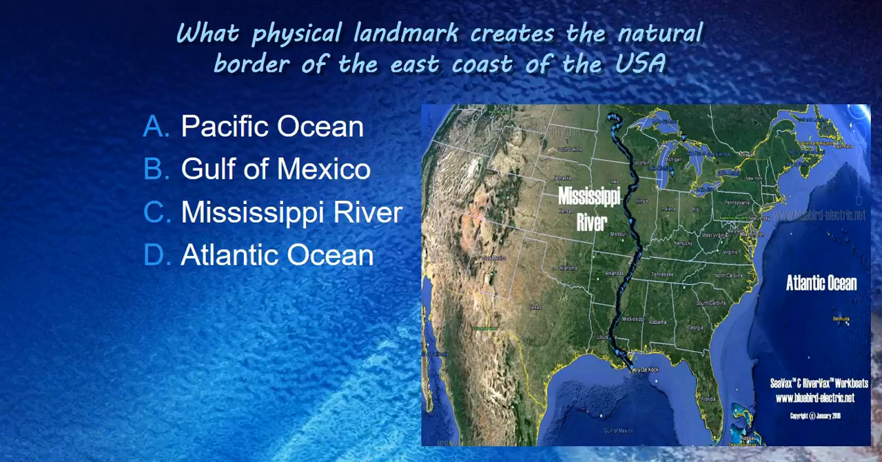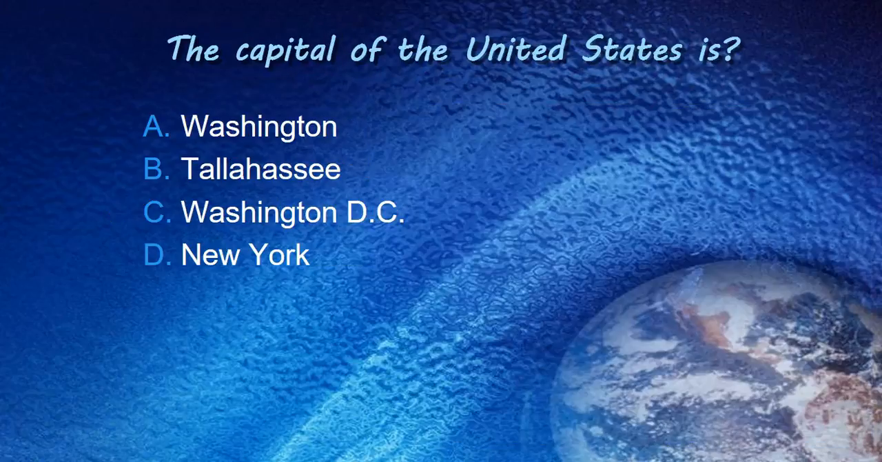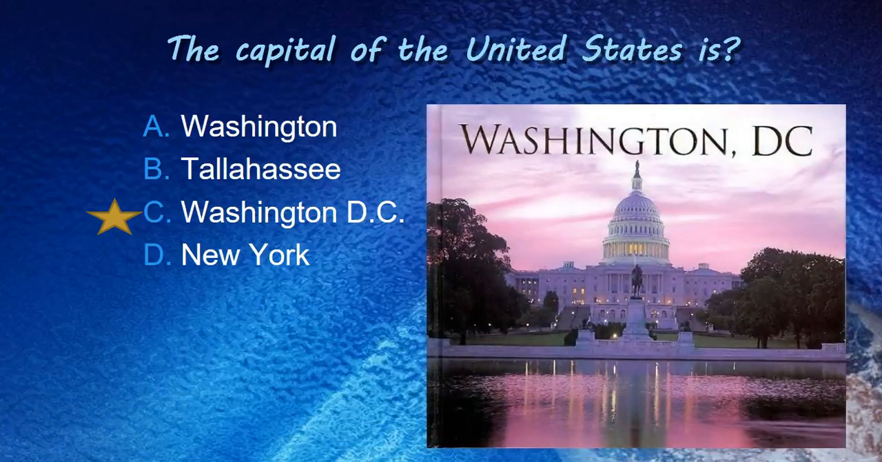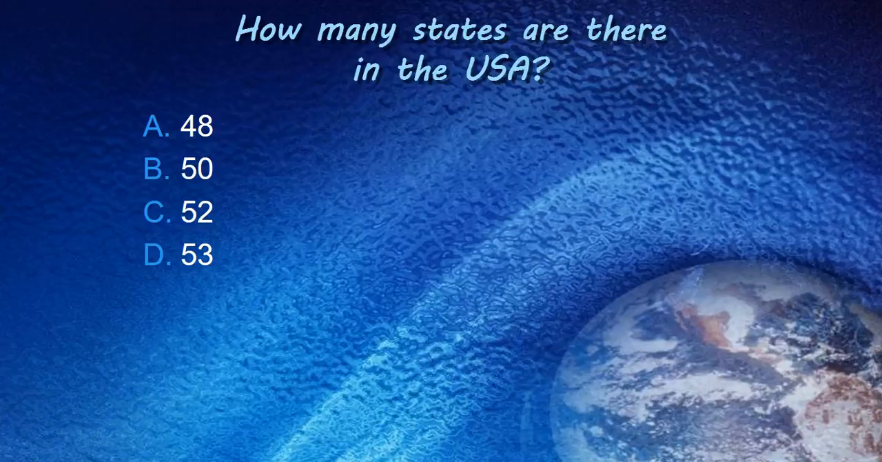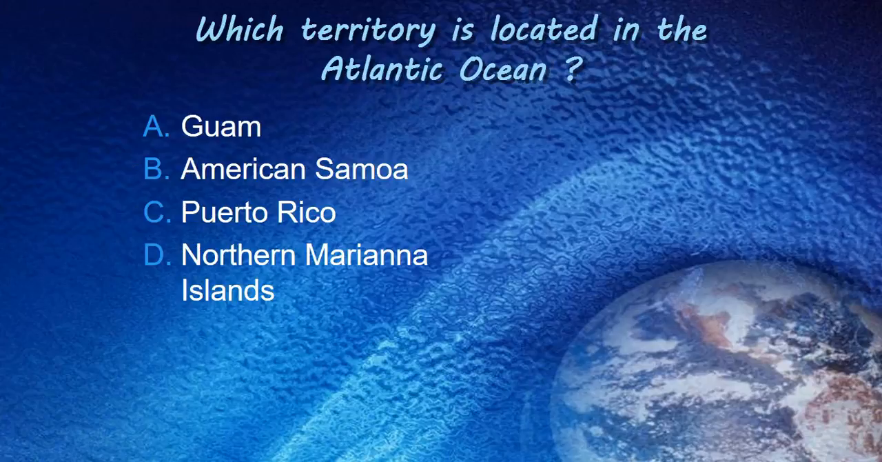Then we have, what physical landmark creates a national border of the east coast of the USA? Look, I gave you the answer already. It is the Mississippi River. So the capital of the United States is, think, Washington, D.C. Not Washington State. Washington State is over there by California. Washington, D.C. is over here by us. How many states are there in the United States? There are 50, not 51, not 52, 50.